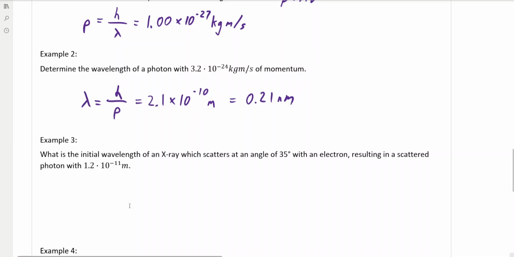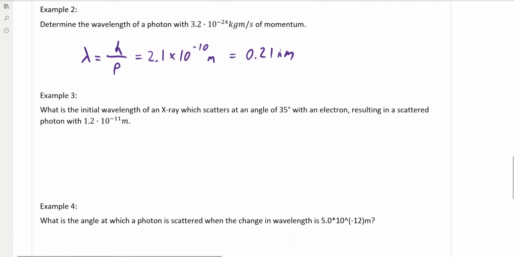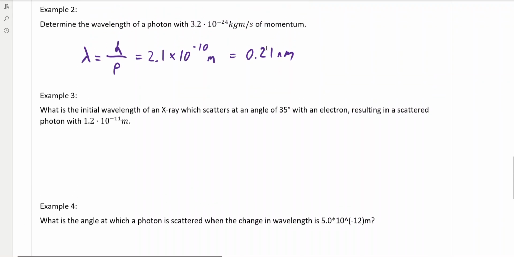So probably it's an X-ray. That might be a little bit strong. Whatever. Yeah, I don't know. That might be UV. A little bit less strong, I guess, the UV.